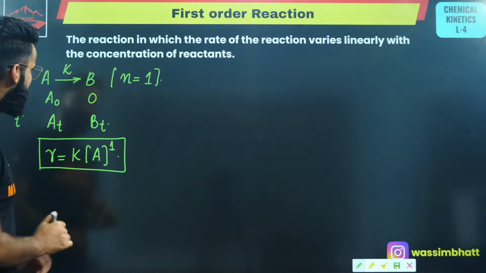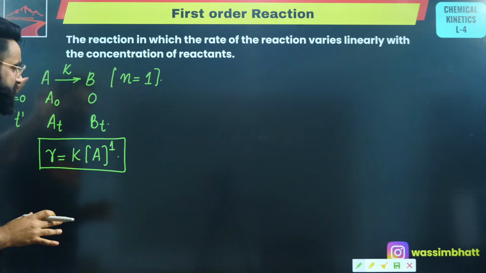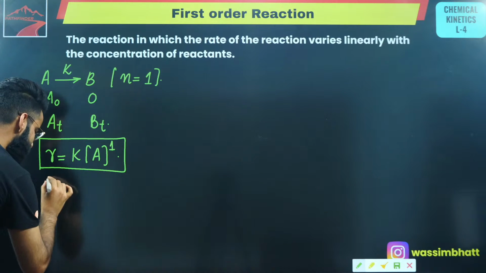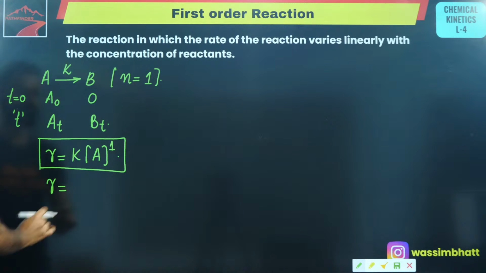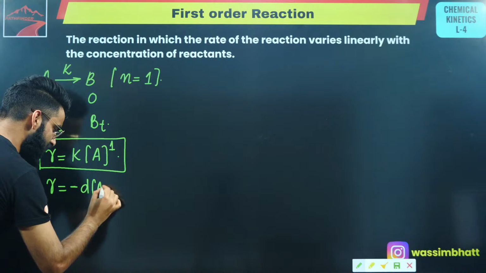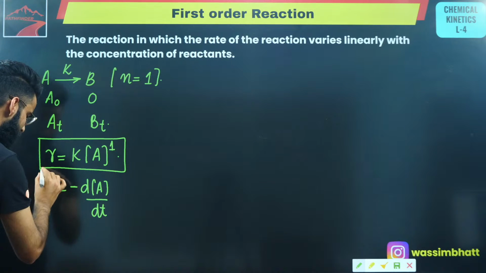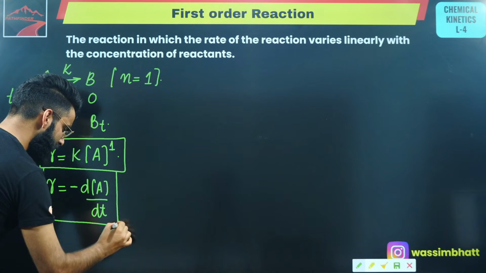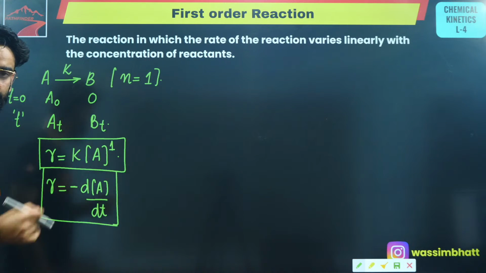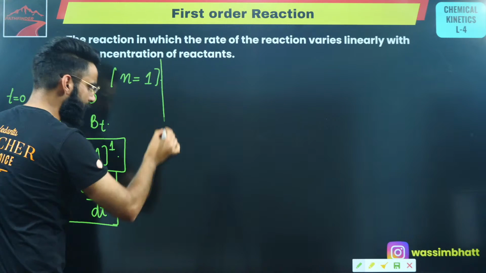Now people, I have already assumed this as the balanced chemical equation. If it is a balanced chemical equation, I can say rate of reaction will be equal, with respect to A, I'll be starting with minus sign, change in the concentration of A divided by dt. This is how I wrote the differential form of rate. So people understand what I'm going to do next.